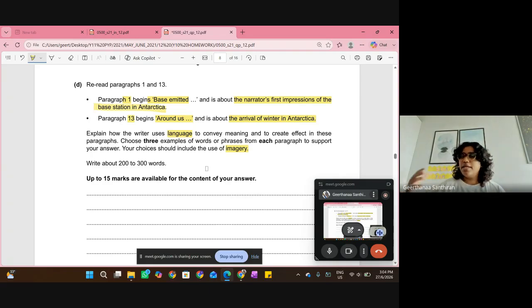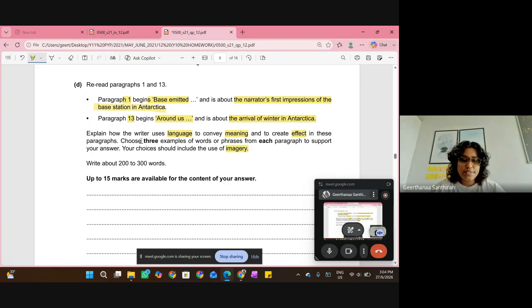So that means the punctuation and the repetition and the way the ideas are structured and sequenced, right? But I would say you can get away with just talking about language. You only need a couple sentences of explanation, right? Like 3 to 5, and you're good to go. And you can do that with just language. Convey meaning and create effect, right? So language that stands out to you.